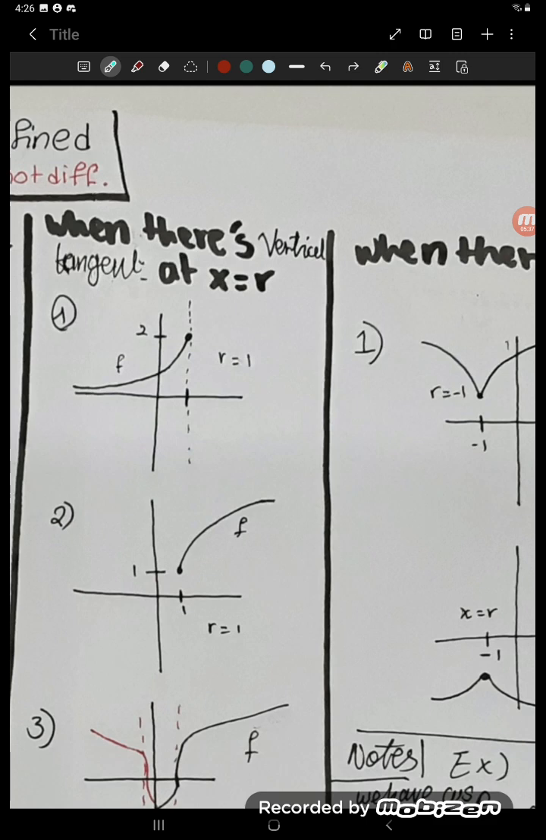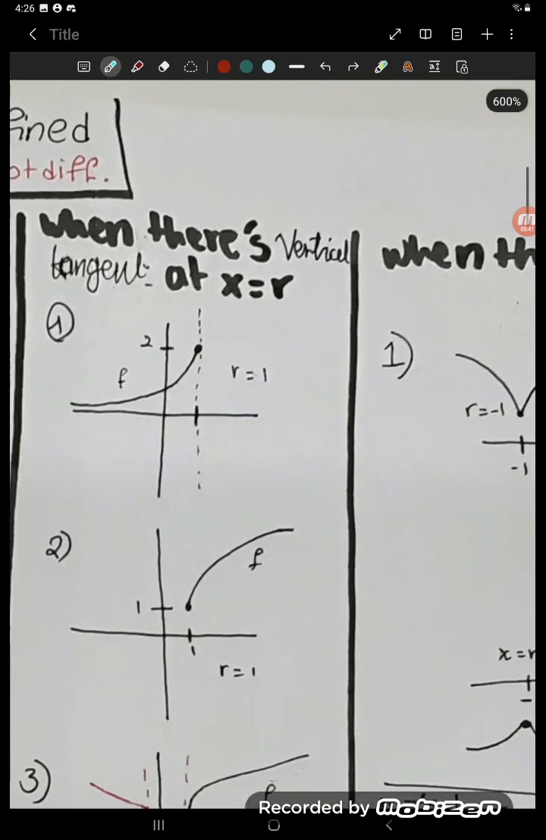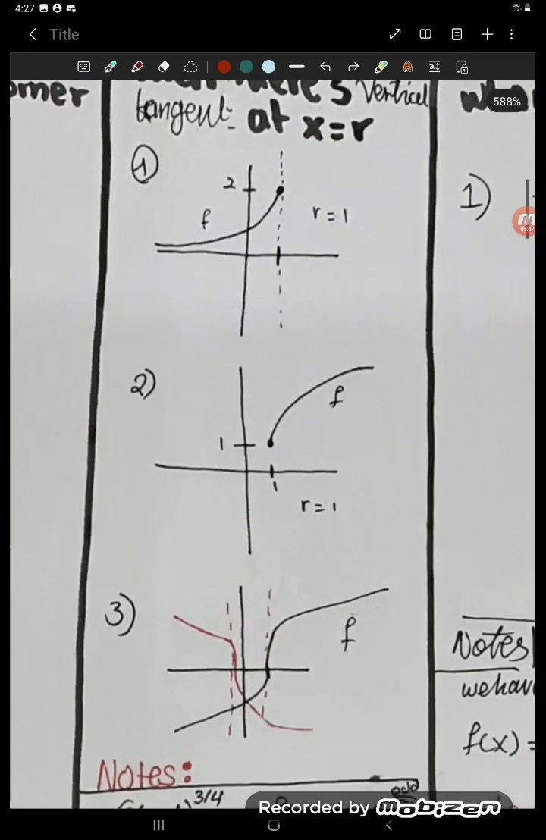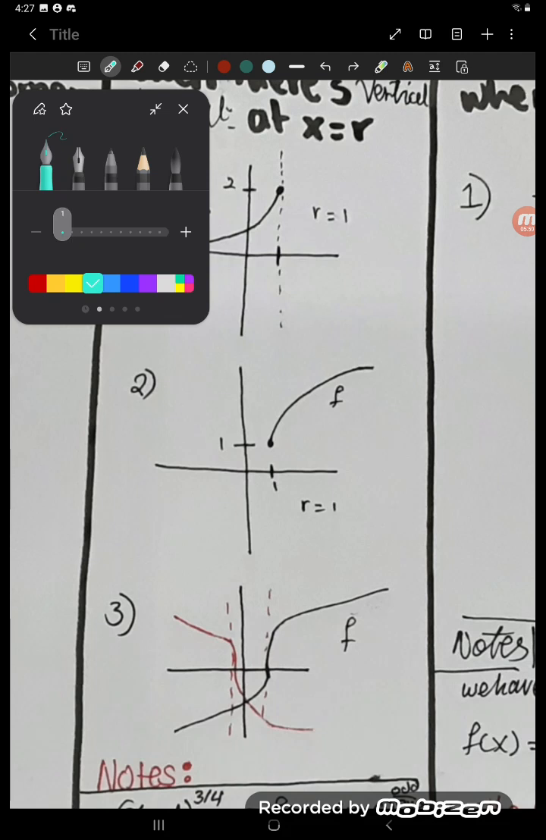So when there is a vertical tangent at x equals r, let's talk about it. Look, there is a vertical tangent, as you can see, the teacher has drawn it. And I should have drawn it right over here as well.